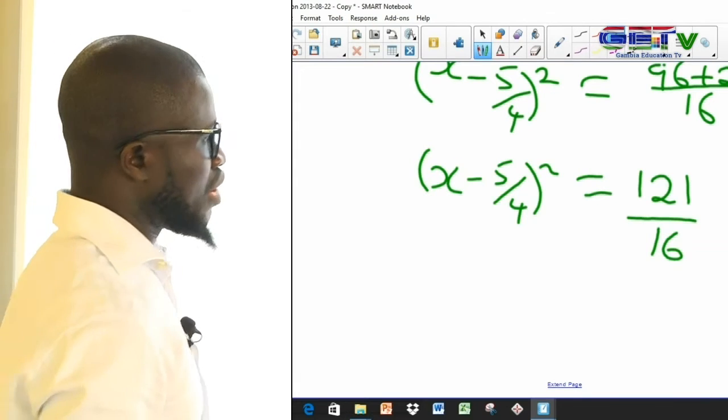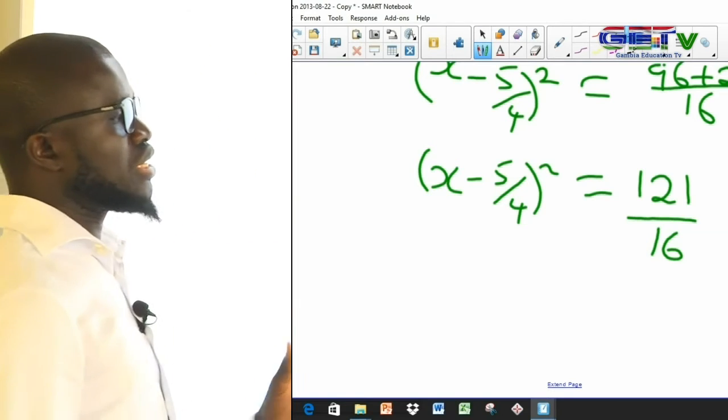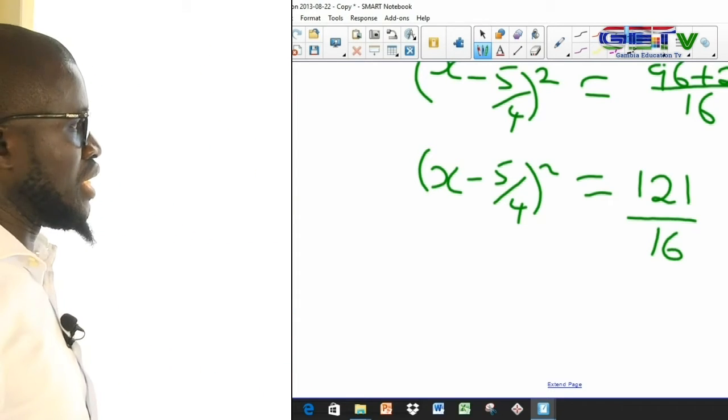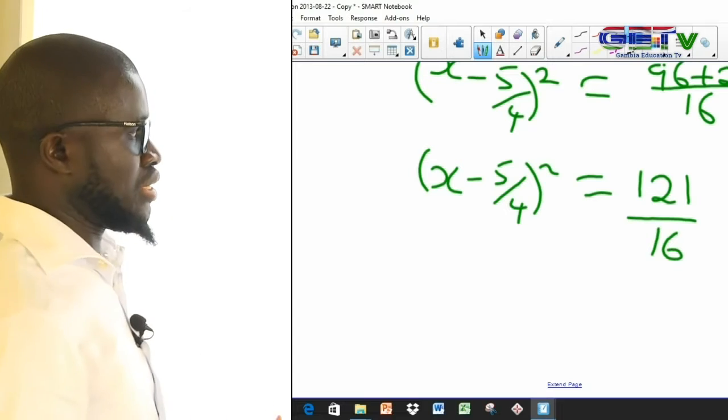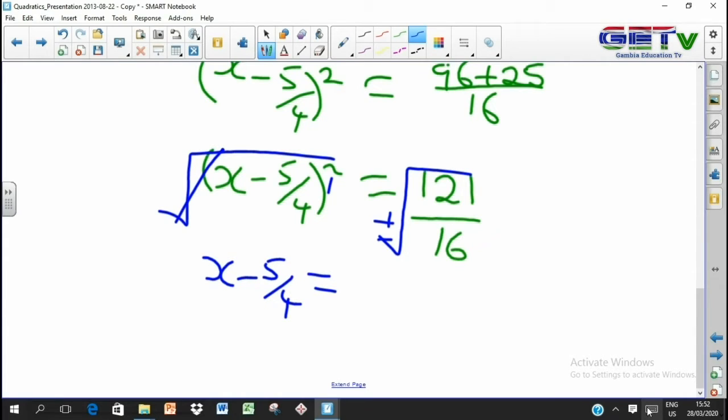Now, the next thing we are going to do is take the square root of both sides, like we did in the previous lesson. Remember to put the plus or minus because you are dealing with a quadratic expression, where the square and the root cancel, and you'll be left with x minus 5/4 equals to, these are two numbers.